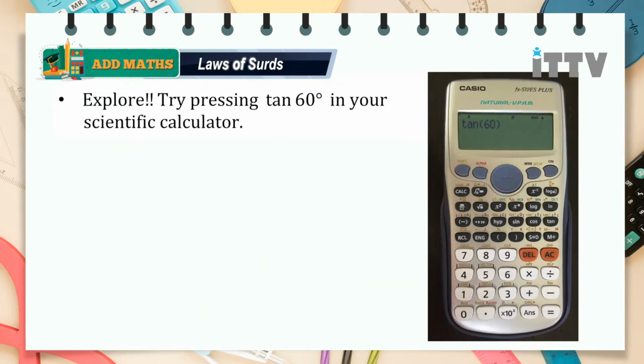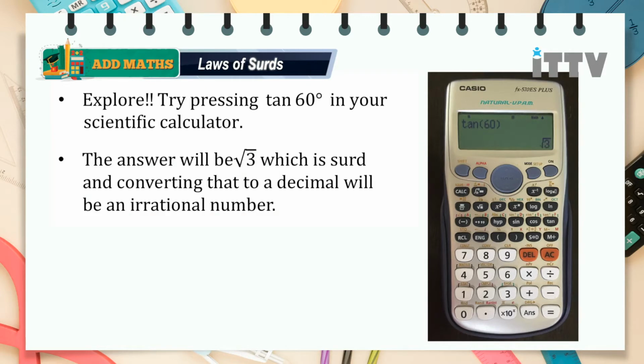Now try pressing tangent 60 in your scientific calculator. The value that you would get will be surd 3. Now square root 3 cannot be written as a fraction, and if you convert it to a decimal it will be an irrational number, meaning the decimal place will not stop, it will continue on and on forever.